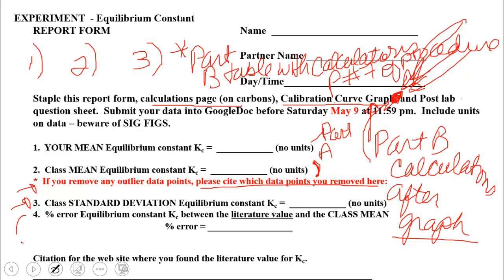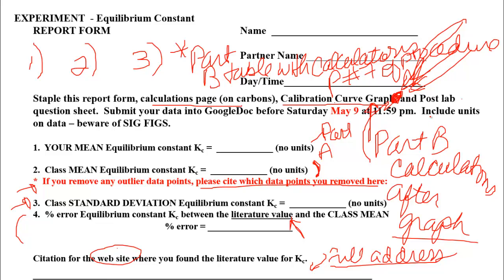Now you will be doing a percent error. And this is between the literature value, and this is found from a website. And you're going to be taking the literature value minus the class mean. I want to see what the percent error is there. And of course, there is a place on your report sheet that cites the website. Please give me the full address of the website where you have found this magical data.